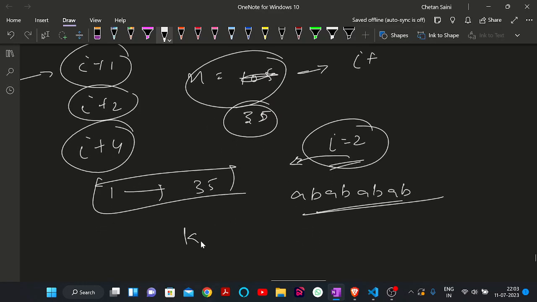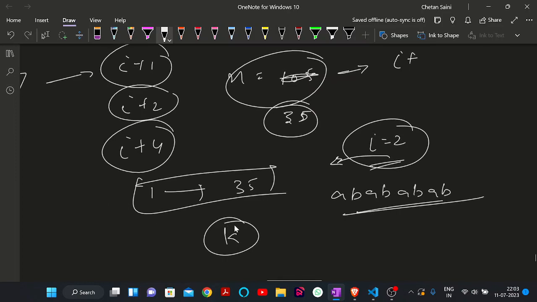And what should be the value of k? That is making a contradictory condition. So k should be divisible by 2. So k can be either 4, 8, 16, 32, something like this.